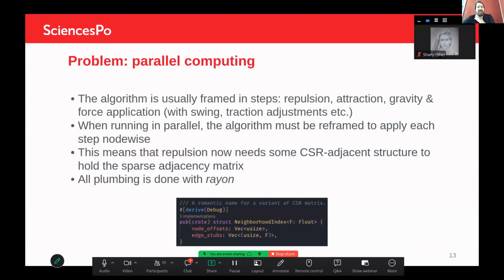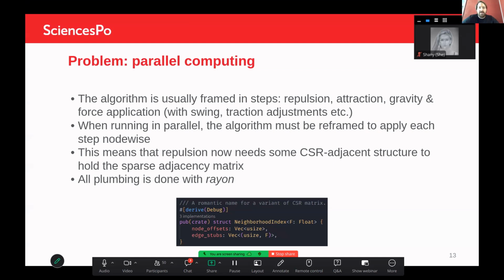The other issue that I had is that I wanted the algorithm to be parallel, so to be multi-threaded. And the issue here is that the algorithm is usually framed in distinct steps. So the first step is repulsion between nodes. Then nodes are attracting each other. Then you have the gravity. Then you have force application and swing tractions and so on.